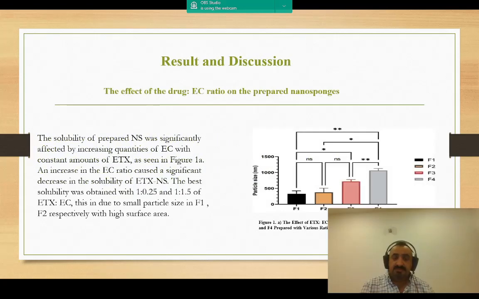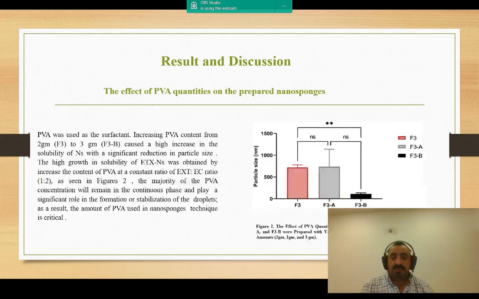We start with the effect of drug to ethyl cellulose ratio. We change this ratio, and all other parameters remain constant. And we found that as the ratio of ethyl cellulose to drug increases, there was an increase in the particle size, and this will lead to a decrease in the solubility, as mentioned in figure 1.